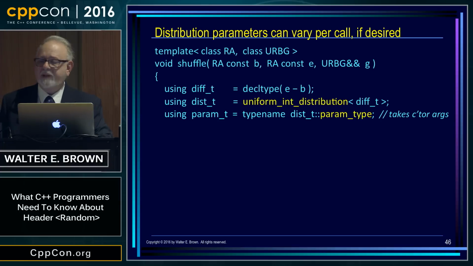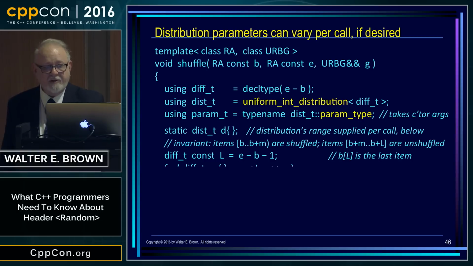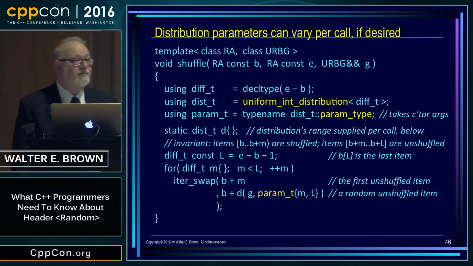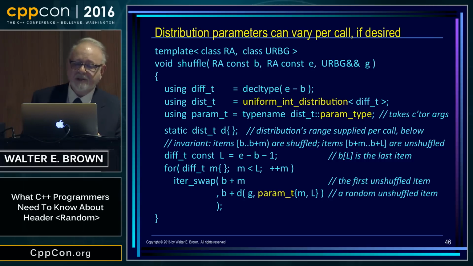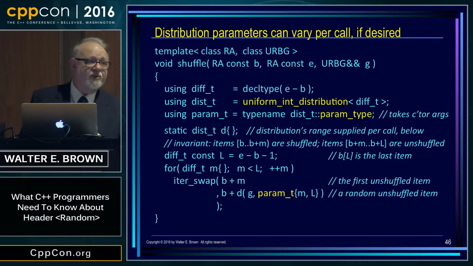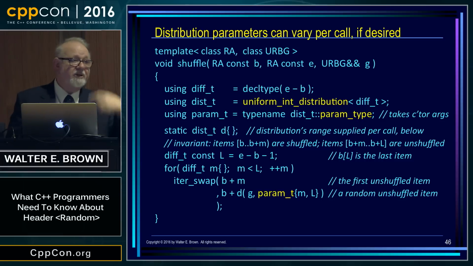It is not well known, but the parameters to a distribution can vary per call. Here's an example of how to do it. And in fact, this is an implementation of the shuffle algorithm in the standard library. Again, I'm not going to go through it in detail. But it is interesting to note that in the call to the distribution, which is near the bottom of the screen, where it says D of G comma stuff, you don't have to instantiate a new distribution just because you want to change the parameters of the distribution for this one call. Shuffle, it turns out, needs to change the parameters every time it calls. And we do it all with one distribution.